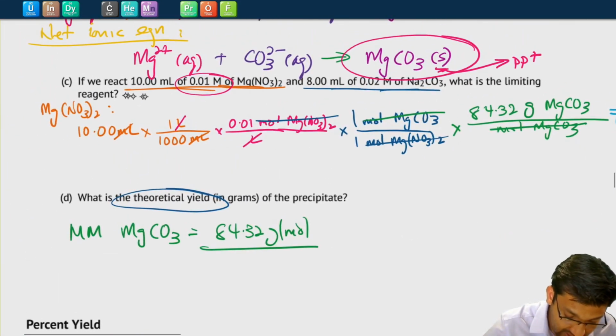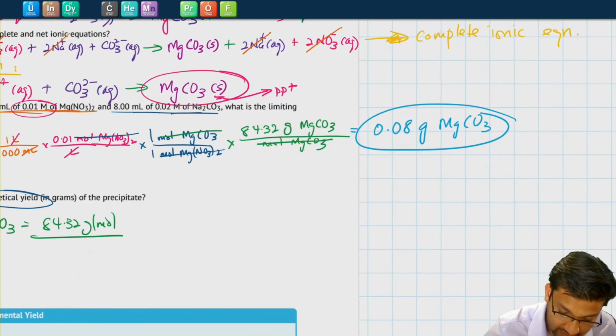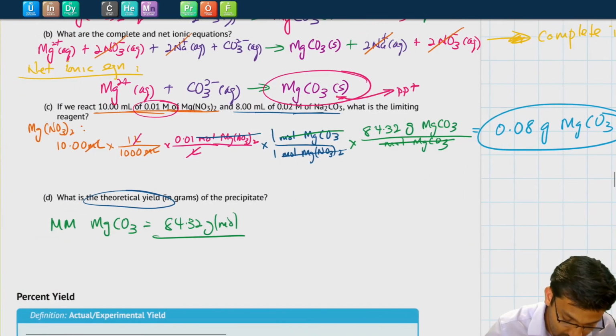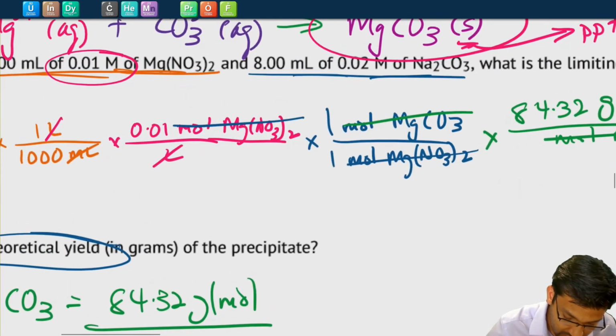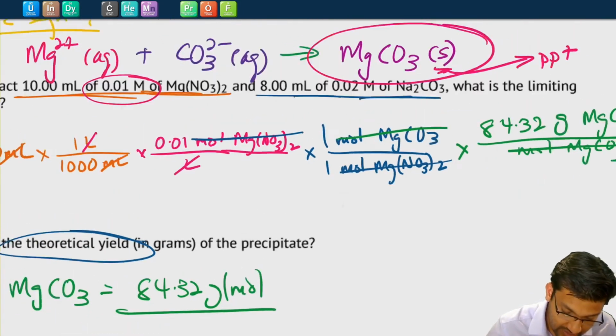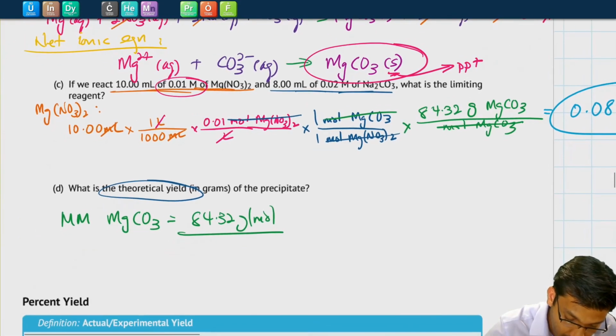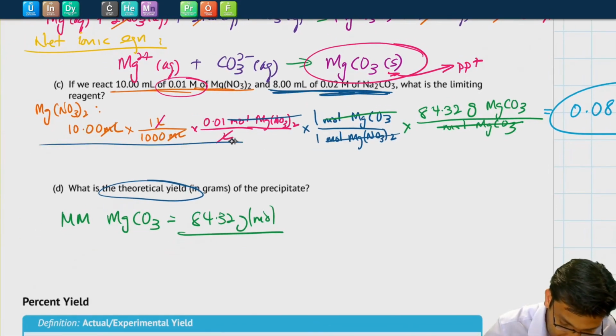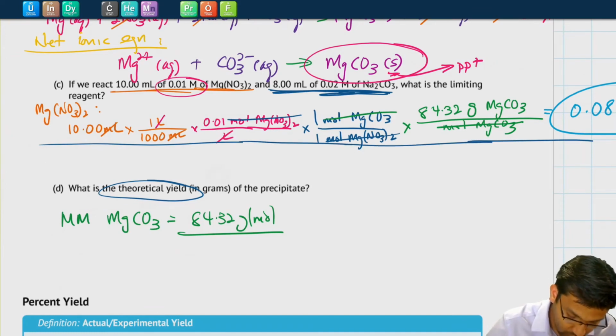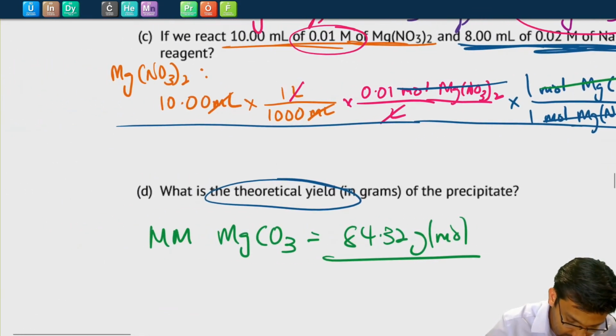So that's the first reagent, magnesium nitrate. When we start with magnesium nitrate, we'll end up with 0.08 grams of magnesium carbonate. Note that I use 1 sig fig because our concentration, 0.01 moles per liter, is 1 sig fig. All right, let's start with our other reagent, see what we get. So let's put a nice little line there so I can work under it. Let's look at our sodium carbonate.